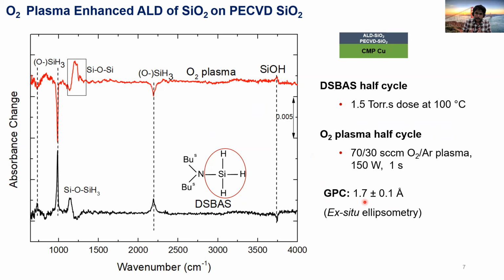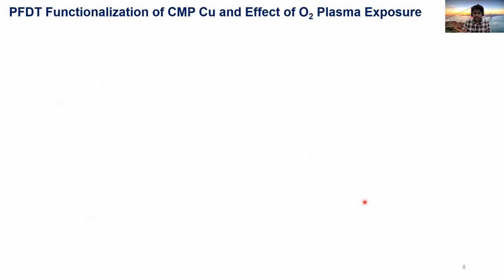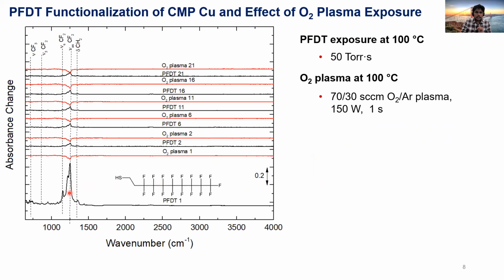Having established the parameters for the growth surface, the next step is to functionalize the non-growth surface using PFDT and study the effect of oxygen plasma exposure. The spectrum at the bottom is the PFDT functionalized copper surface, which shows a very high absorbance in the CF2 stretching region.